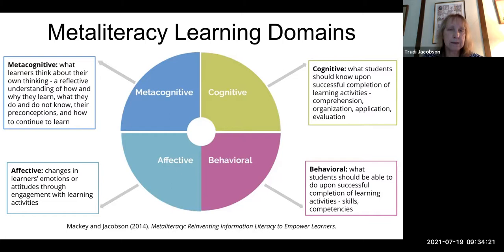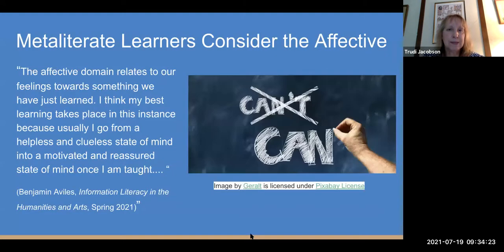And on the next slide, you will see that a student in a course that I taught considers the affective learning domain. And he is talking about going from being sort of helpless and clueless to motivated and reassured, and how the affective domain really has a big impact on learning.